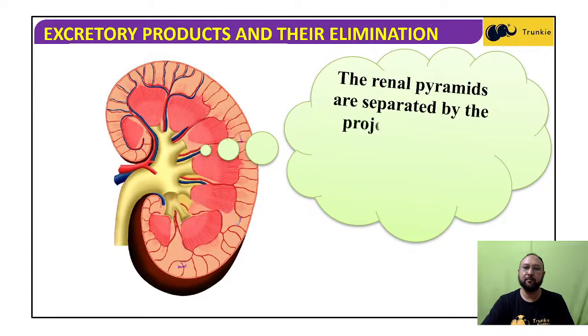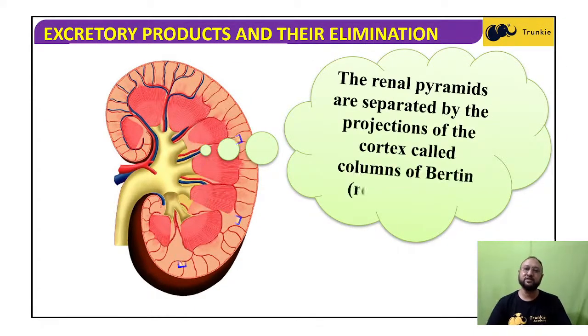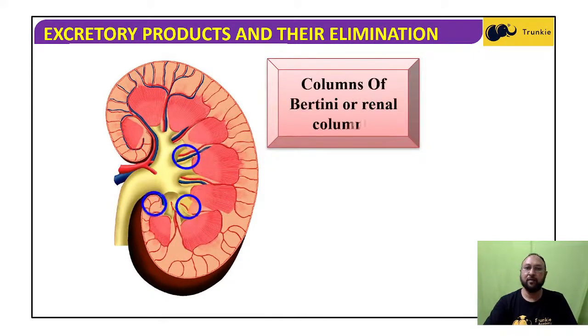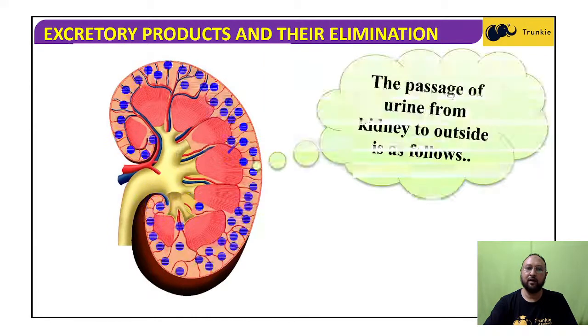So renal pyramids are separated by projections of the cortex called columns of Bertin. Okay, so this is the column of Bertin. You can see this one. Column of Bertin, renal column. These are the columns. Here you can see the column. This is also a column. So these columns of Bertin are renal columns.